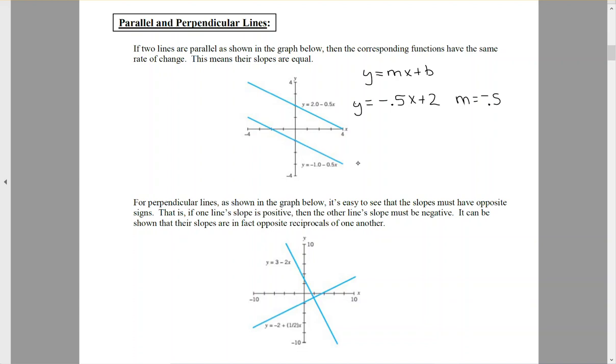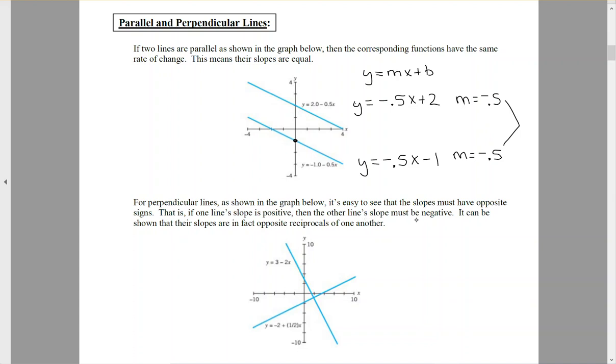For this one, if I rewrite it, y equals, keep the sign with the number, negative 0.5x, and then minus 1. So again, the slope is just the number in front of x, negative 0.5. This one happens to have a y-intercept here at negative 1. But they have the same slopes. So when the slopes are the same, we have two lines that are parallel to each other.